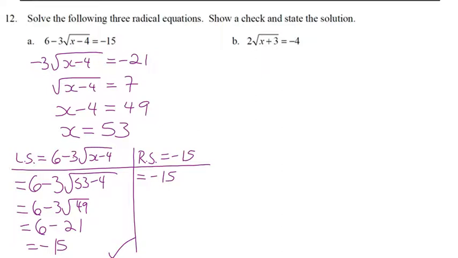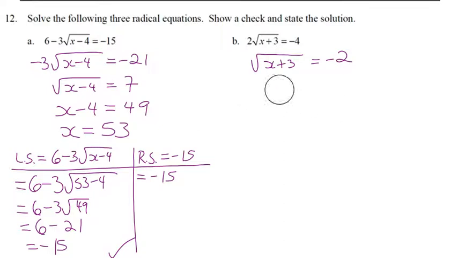Okay, any questions? Okay, next one, similar method, right? There's nothing to add or subtract, right? It's just 2 times the root of x plus 3. So we can't do anything with that x plus 3 until we square both sides to get rid of the radical sign. So we get x plus 3 is equal to -2.